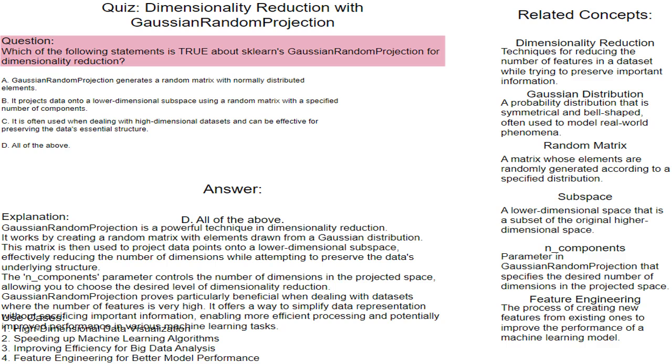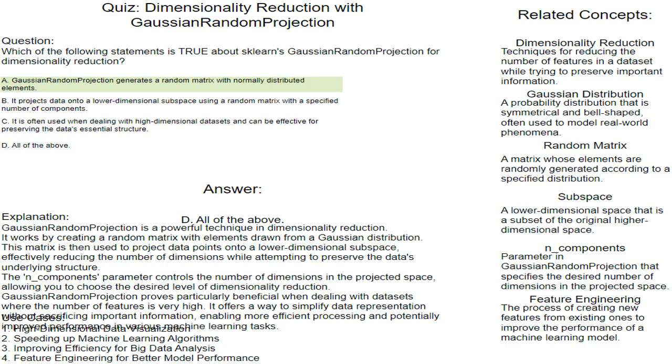Which of the following statements is true about sklearn's Gaussian random projection for dimensionality reduction? A. Gaussian random projection generates a random matrix with normally distributed elements. B. It projects data onto a lower dimensional subspace using a random matrix with a specified number of components. C. It is often used when dealing with high-dimensional datasets and can be effective for preserving the data's essential structure. D. All of the above.